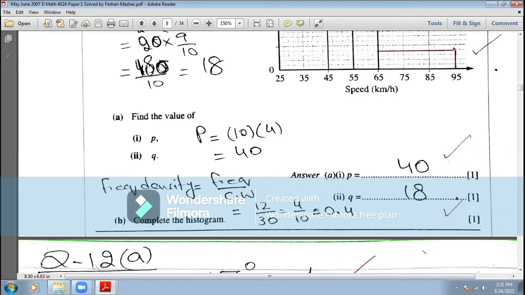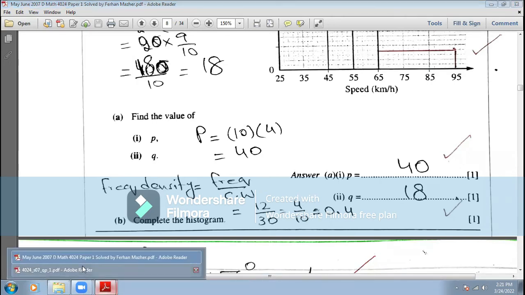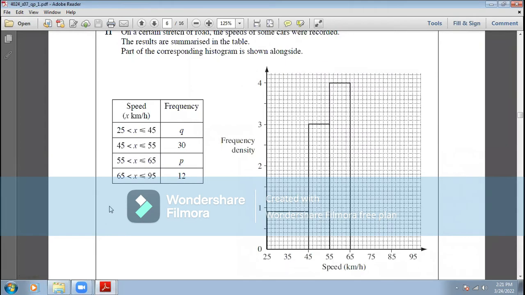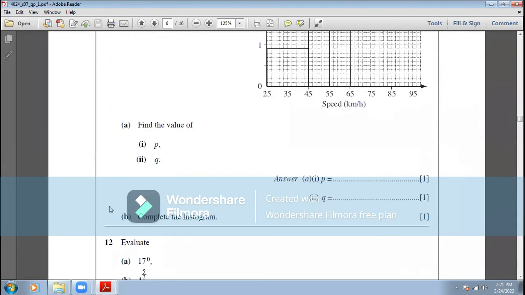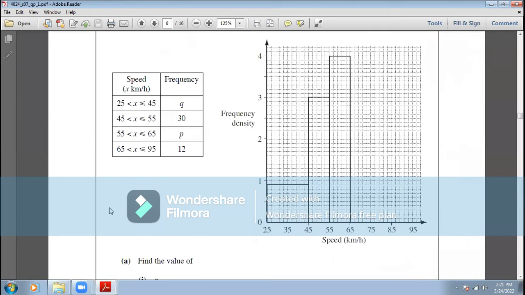I hope you understand. Okay, the next part of question number 11 asks us to complete the histogram. If you see, the histogram for the last class is not shown here. The class width of the last class is 30 and the frequency is 12. The frequency density is the frequency of that class divided by the class width.